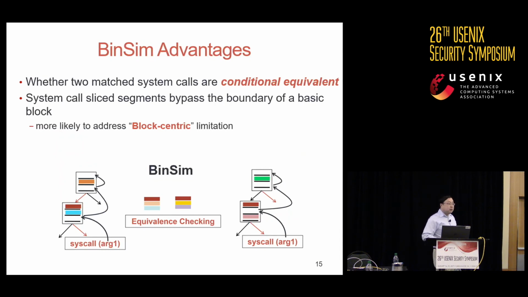Because BinSim combines dynamic analysis and semantic modeling approaches, we can address the limitations of current approaches. For example, first, we can answer whether the matched system calls are conditionally equivalent, because our slice segment considers both the control flow and the data flow relationship, so we can exactly know whether these two system calls are equivalent under some particular condition. And second, this system call slice segment usually bypasses the boundary of the basic block, so we are more likely to address the block-centric limitations.